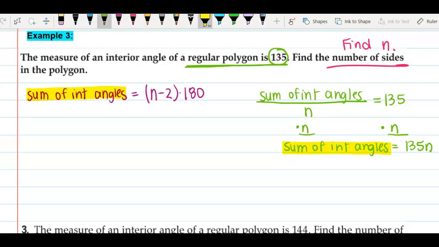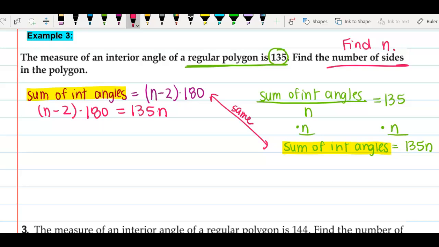Notice, now I have both equations equal to the sum of the interior angles. So what I'm going to do next is set these two equal to each other, right? Because these are the same. So I can say n minus 2 times 180 is equal to 135n.